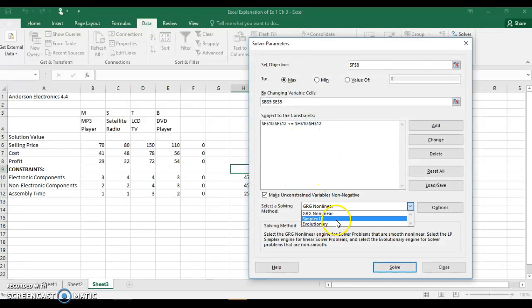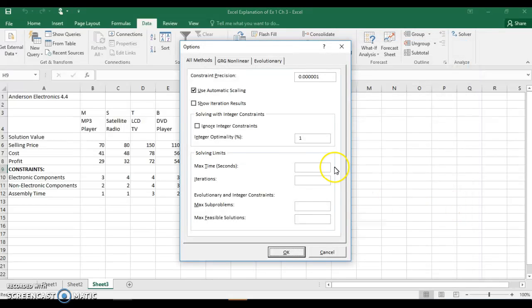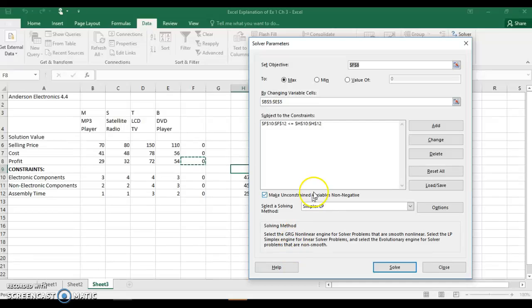I need to change this to Simplex LP. I need to go into my options. We'll change this, I don't know, 1,000. Go here again. 5,000. Sounds good. Looks good. All right, let's click Solve.